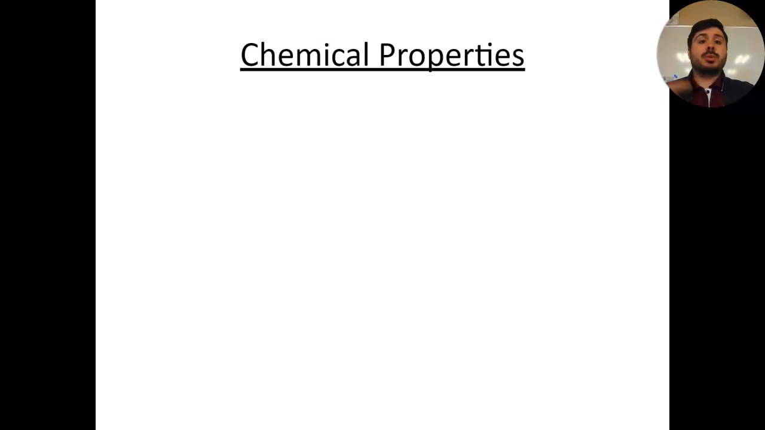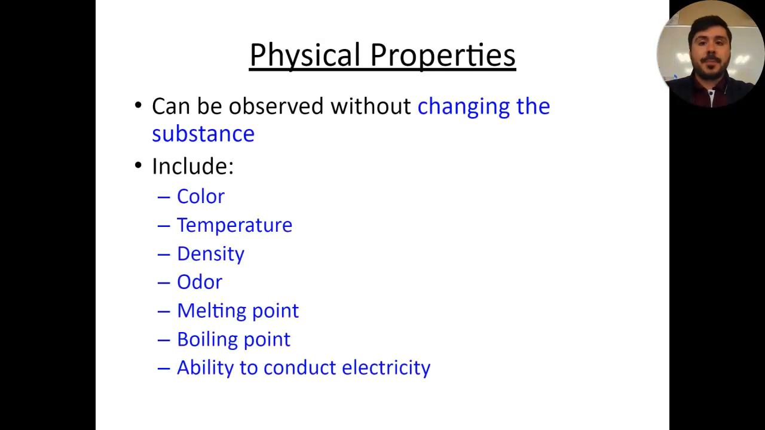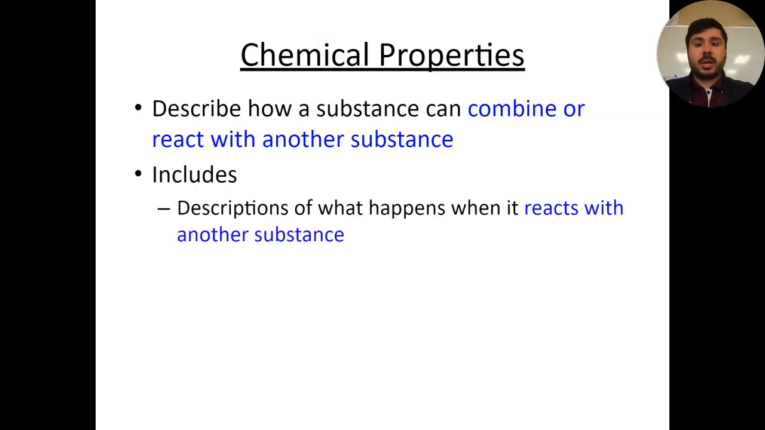Switching from physical properties now to chemical properties. There's a little bit more involved with chemical properties. Although there aren't any clearly defined chemical properties like we see in physical properties, chemical properties essentially are more of a description of how a substance can combine or react with another substance. So it's not as clear-cut as physical properties are. Chemical properties are more so based on which substances you have in front of you and how they either combine or react with another substance. So this is going to include descriptions of what happens when two or more substances react with each other.